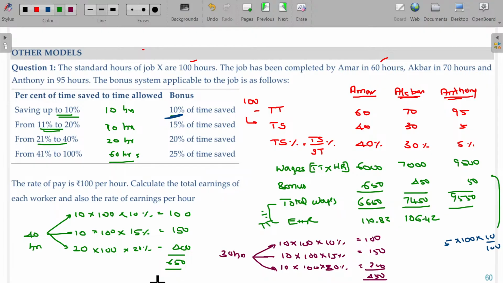See, the least efficient worker, Anthony, being the receiver of the highest salary, 9,550. The best performer, Amar, gets only 6,650 in total. But in total, it may be lesser. But the effective hourly rate will be totally different. The effective hourly rate in case of Anthony is 100.50 only.